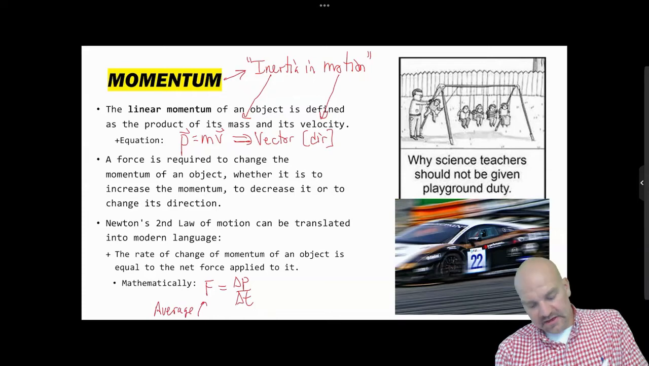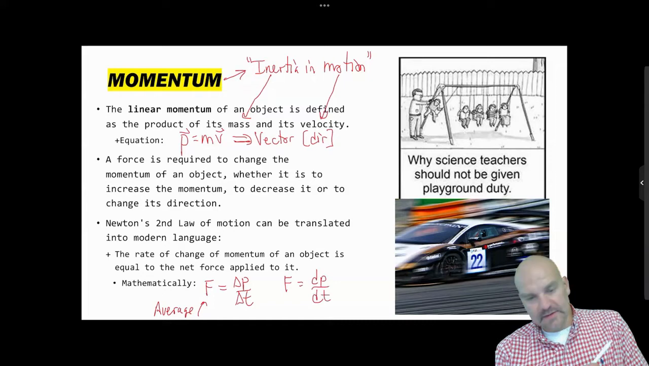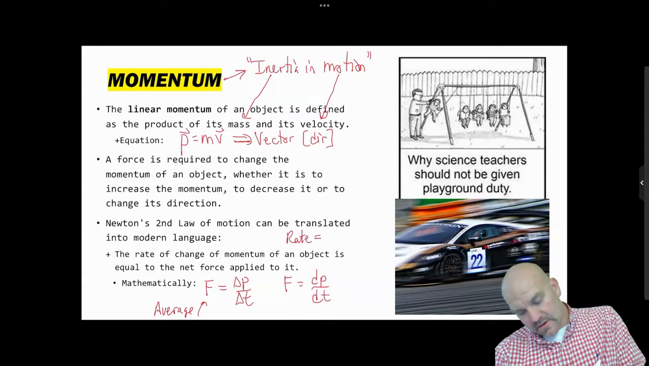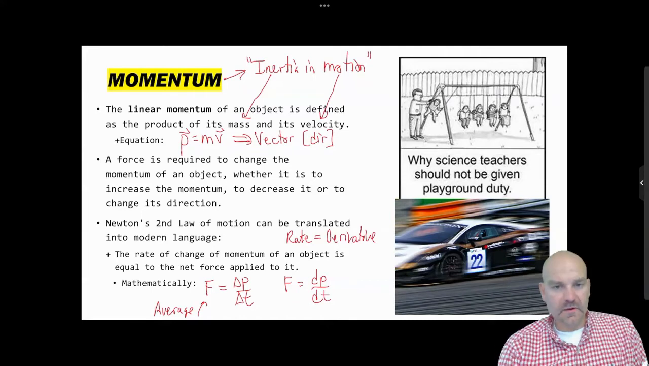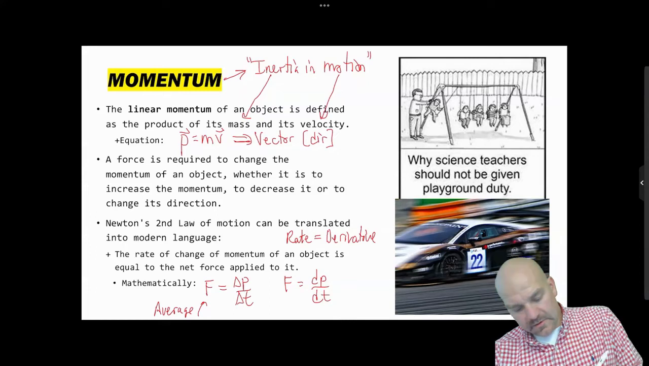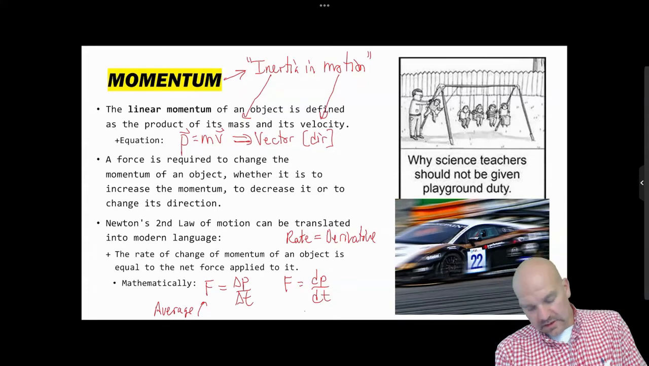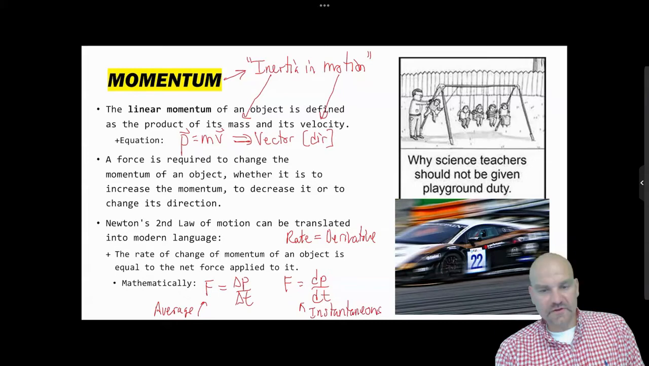Now, how can I find the instantaneous force? Well, I use my concept of rate in calculus. And remember, rate in calculus is a derivative. It's the slope. So what we're saying is that force is the derivative of momentum. I can rewrite this equation, actually, we'll talk about that at another point in another video. But this is the instantaneous force.